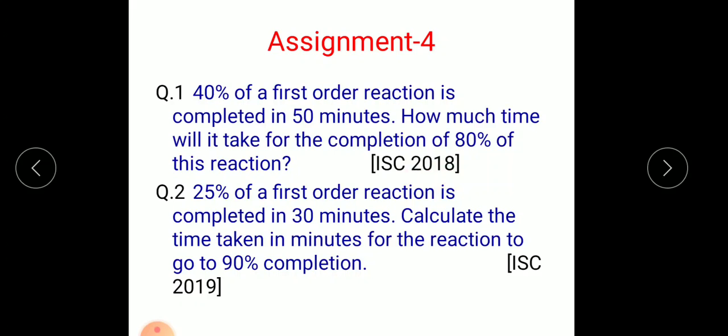Question number 2 is: 25% of a first order reaction is completed in 30 minutes. Calculate the time taken in minutes for the reaction to go to 90% completion. So again in a similar manner you need to calculate.